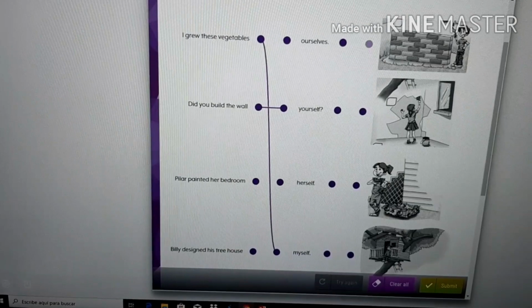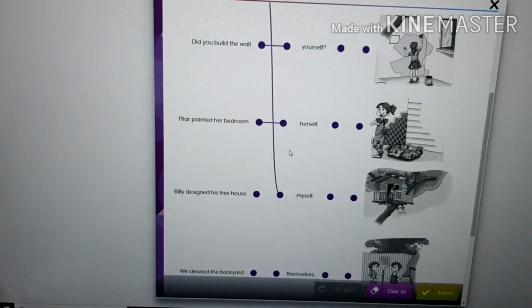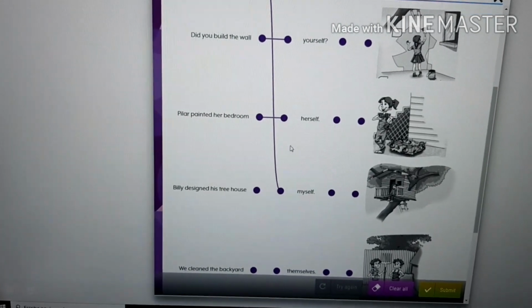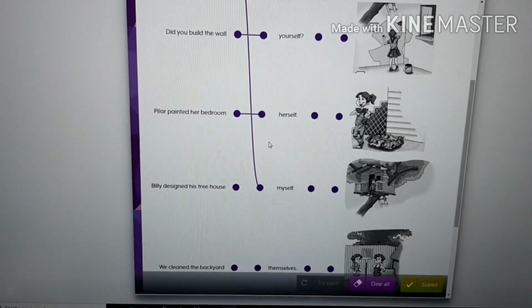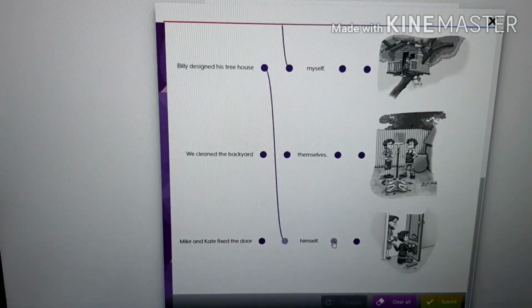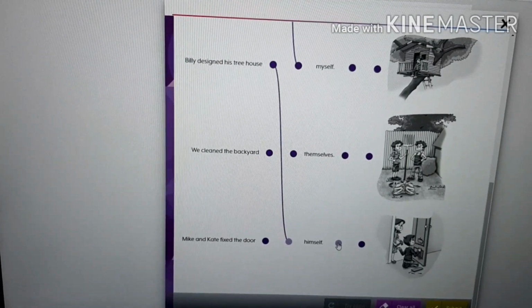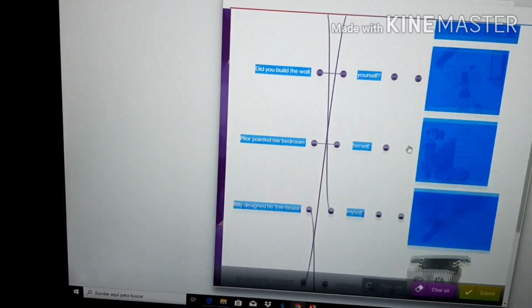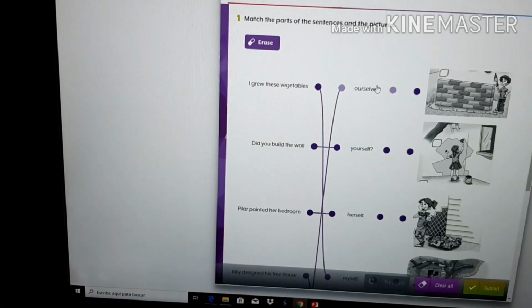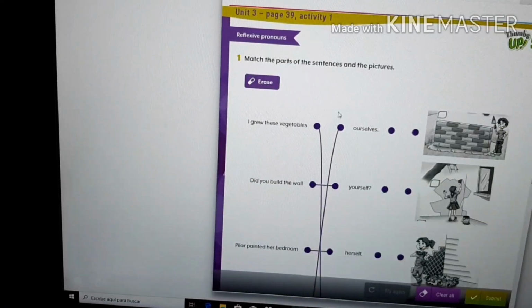This is the option. The next one is Pilar painted her bedroom herself. Remember, we are talking about Pilar. She is the subject. For that reason, the reflexive pronoun is herself. Then the other sentence, Billy designed his treehouse himself. The next, we clean the backyard ourselves.